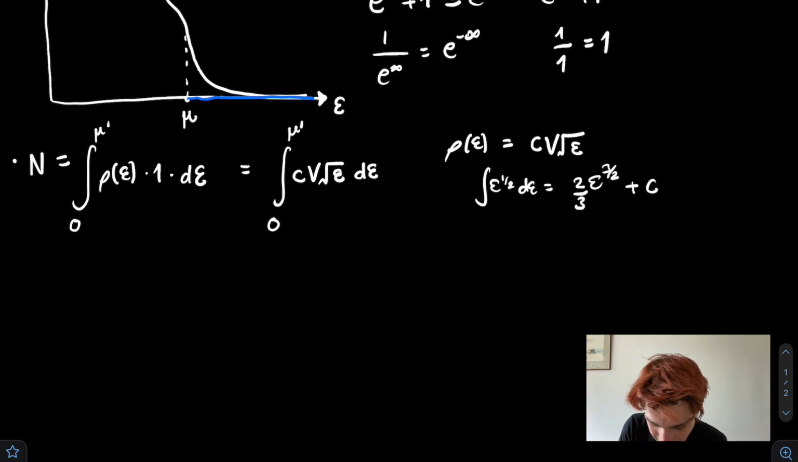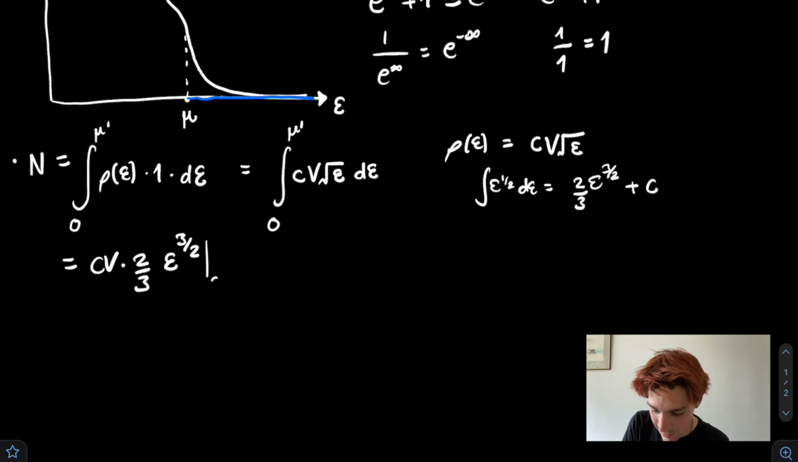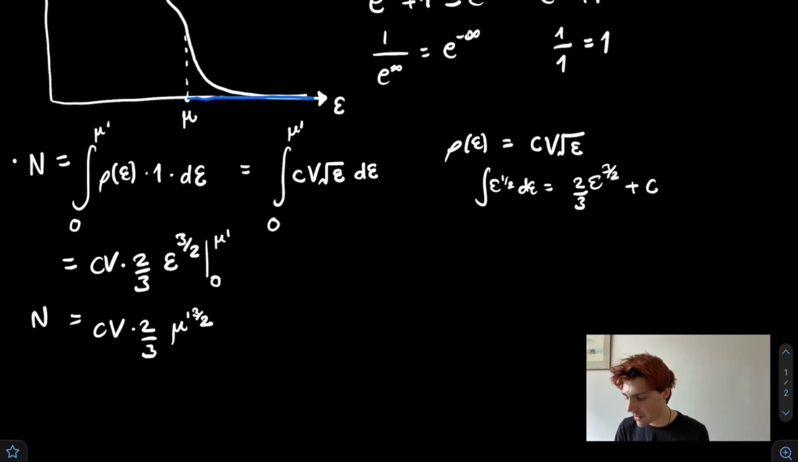So let's go ahead and do that for this. So we're going to get CV, and it's going to be 2/3 multiplied by epsilon to the 3 over 2. Now we don't actually have to worry about this plus C because we have limits, which is a lot easier. And this is integrated between 0 and the cutoff chemical potential. And then this is just going to simply reduce to 2/3 CV times mu dash to the 3 over 2. So there we go. We have our relationship between this cutoff energy and the number of particles.